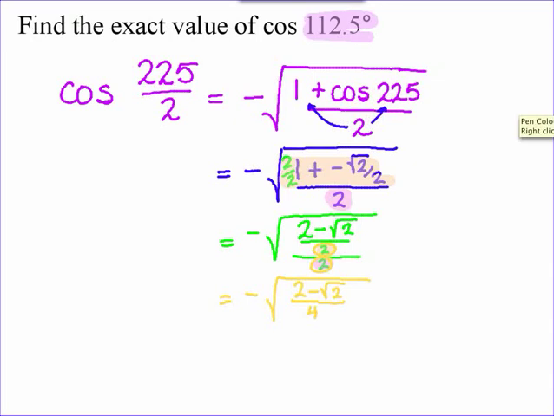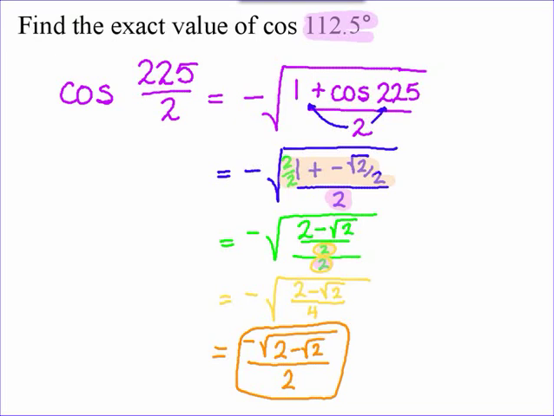Now our final step is to split the square root. Okay, so when I say split the square root, that means I'm going to take the square root of the top, which is 2 minus root 2, divided by the square root of the bottom. What is the square root of 4? 2. And that is your final answer.